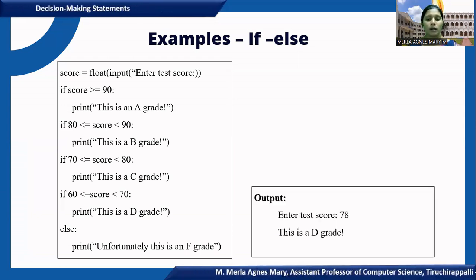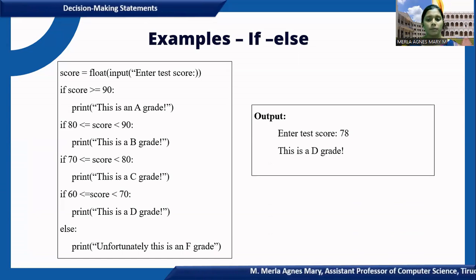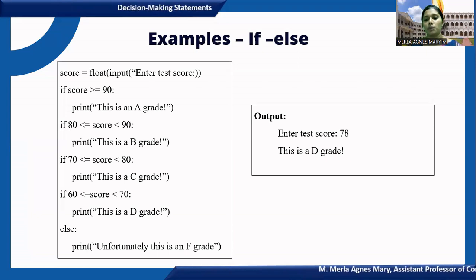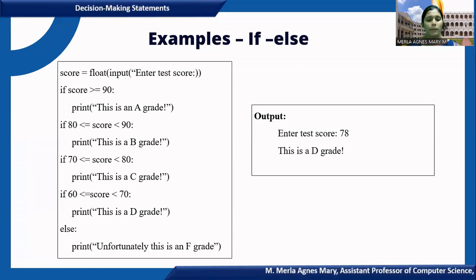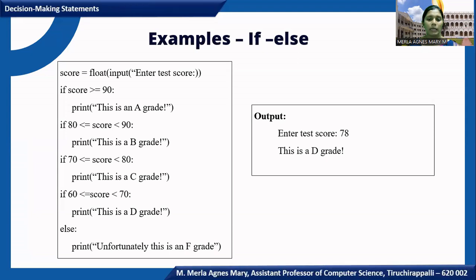Let's see an output. Here the score we got from the user is 78. So 78 is based on the third condition, so it will be printed as this is a C grade.